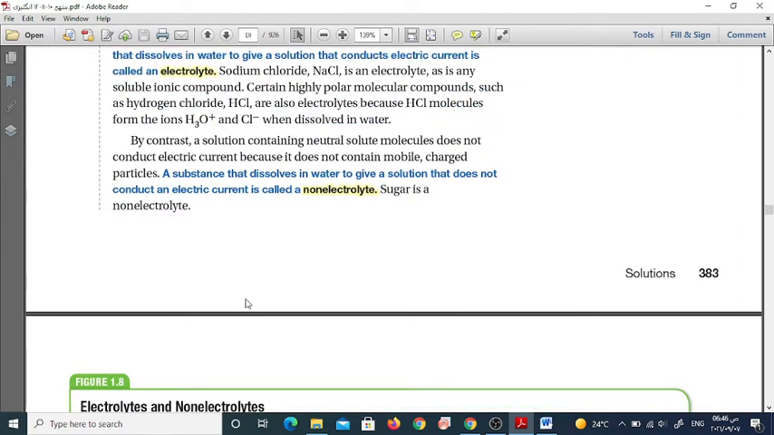However, in the case of sugar, for example, if you have sugar dissolved in water, sugar will not turn into ions. Sugar will stay in molecular form in the water, so the sugar solution will not conduct electricity. Such solutions are called non-electrolyte.